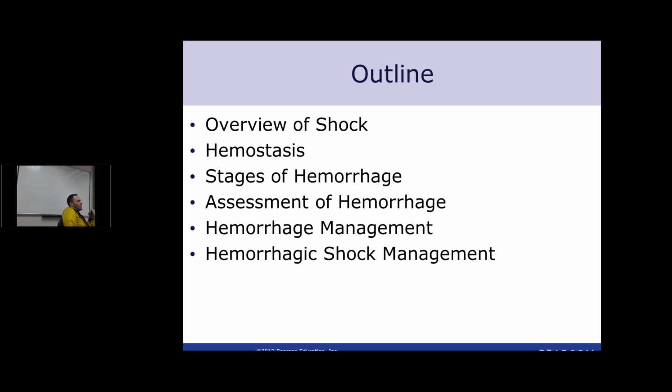So this is what our outline looks like today. We're just going to go through an overview. We're going to talk about hemostasis and the stages of hemostasis. And we'll talk about hemorrhage and the stages of hemorrhage along with the assessment and management. And then shock, when blood loss becomes shock, and what that means.